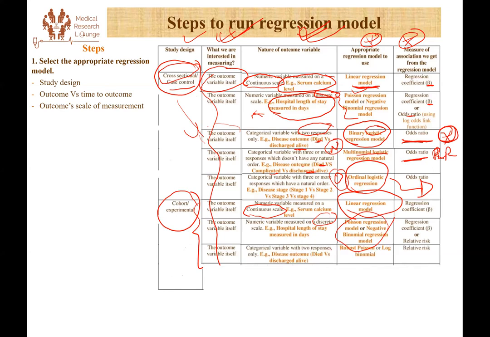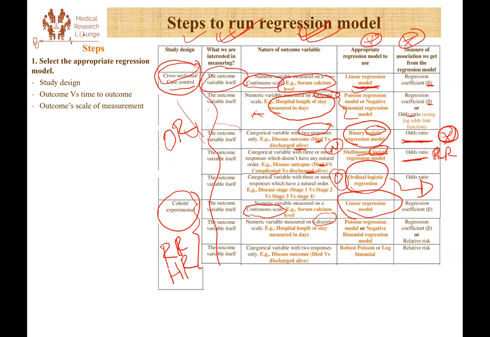In this case, what you use is not logistic regression. As I said earlier, logistic regression can give you only odds ratio, not relative risk. But in cohort and experimental study, what we want to get is either relative risk or hazard ratio. But in cross-sectional and case control, what we want to get is odds ratio. So to get relative risk or hazard ratio, we shouldn't use logistic regression.